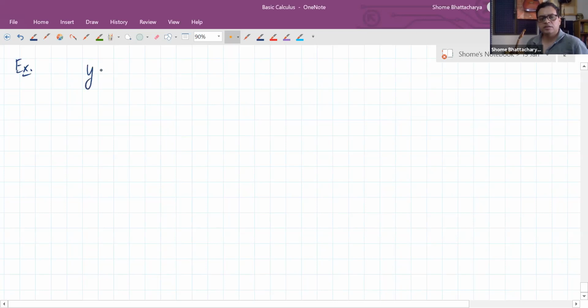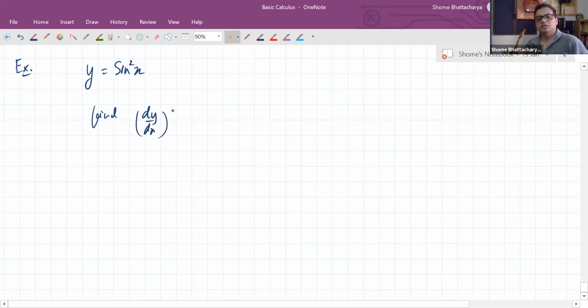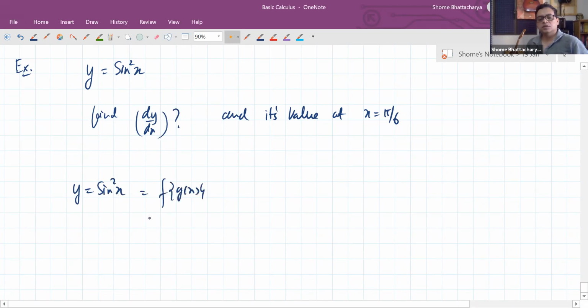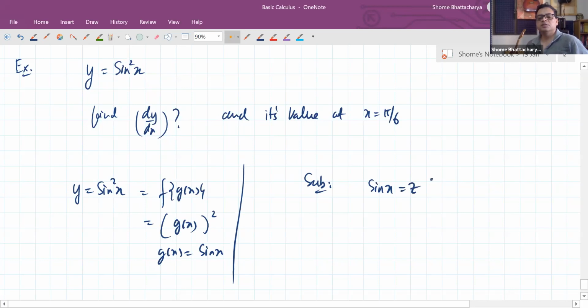So for example, suppose we have y is equal to sine square x, and we want to find dy by dx, the derivative, and its value at x equal to, let's say, pi by 6 or 30 degrees. So here we can understand that y being sine square x, it is a function of a function. It is the whole square of g(x), where g(x) is equal to sine x. So what we'll do is first we'll substitute sine x as our dummy variable z. So y becomes z square.